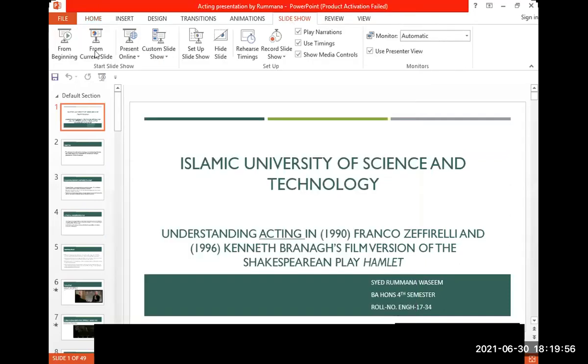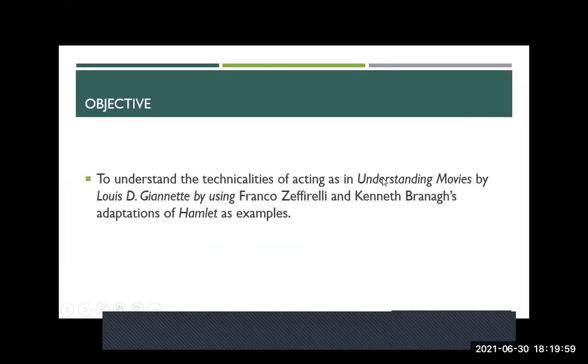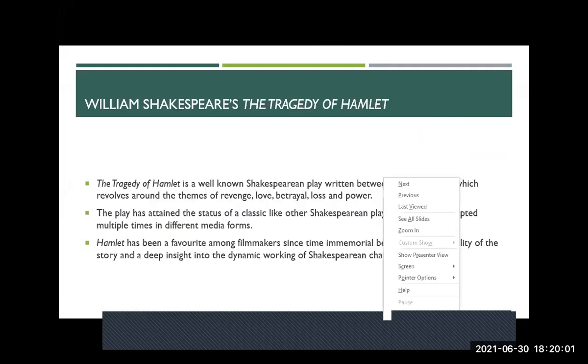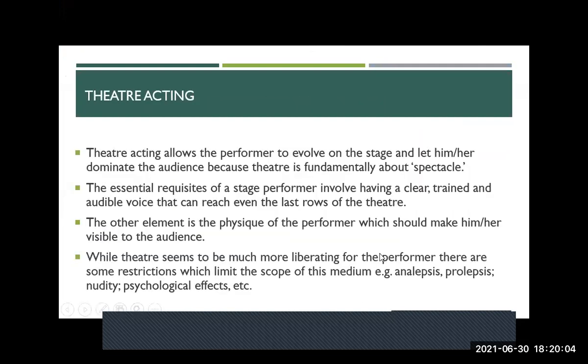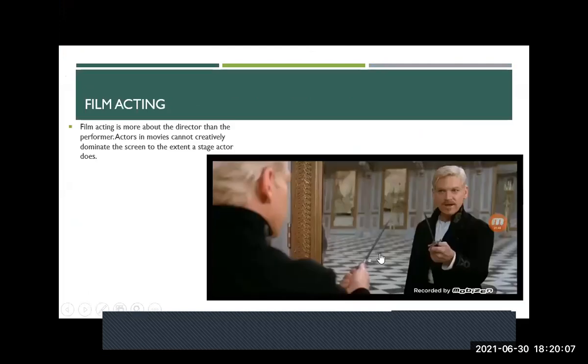Moving on to the next. The next we have is acting. Again, a comparison between the two movies. What do you have in acting? What do we study when we study acting? First, what you need to know about acting is that there are various types of it. Film acting is more about the director than the performer. Actors in movies cannot creatively dominate the screen to the extent a stage actor does. A stage actor is the one who plays in a theater. But in movies, much of this is dominated by how the director wants it.